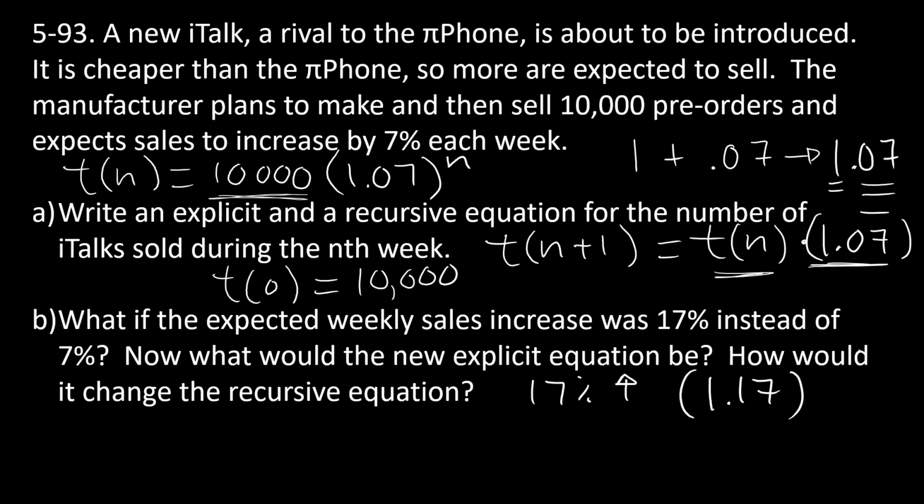At that point, two things change, right? My multiplier is 1.17. That's going to be reflected here in my recursive sequence, and it's going to be reflected here in my explicit sequence. And then finally, well, that's it for that. That's it for question 93. Let's move on to 94.